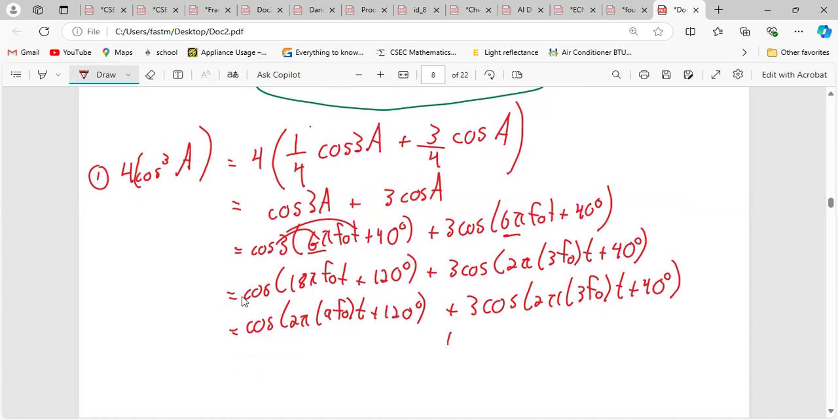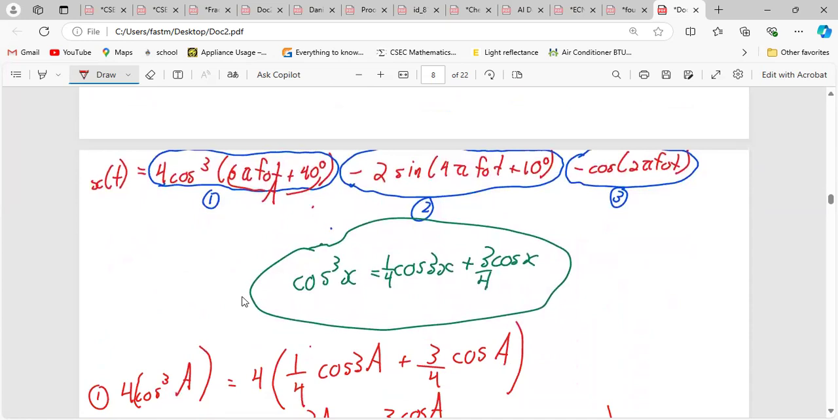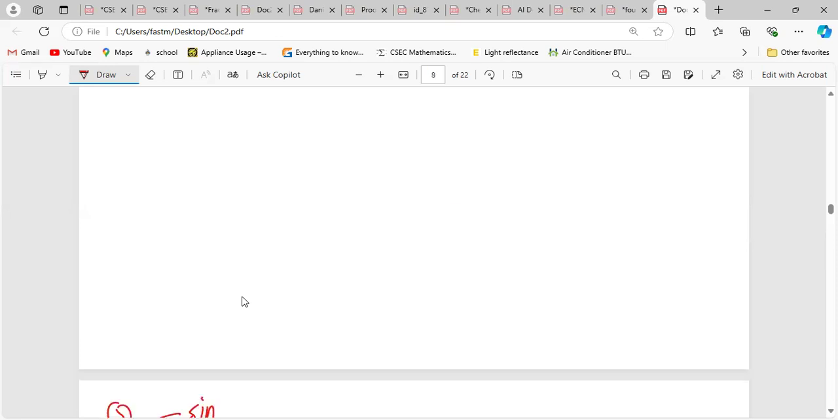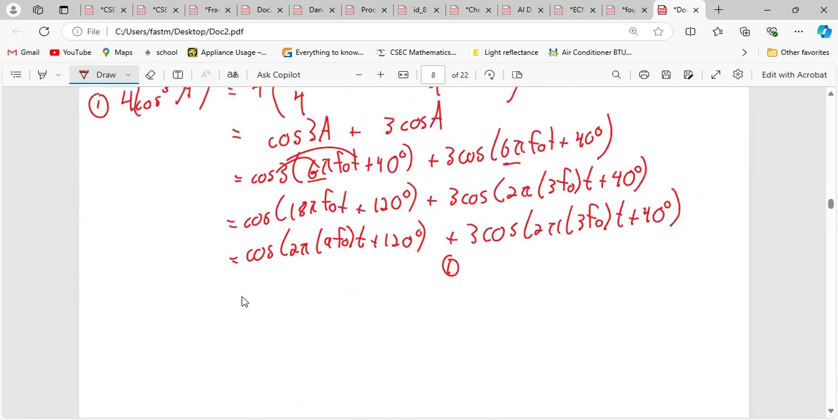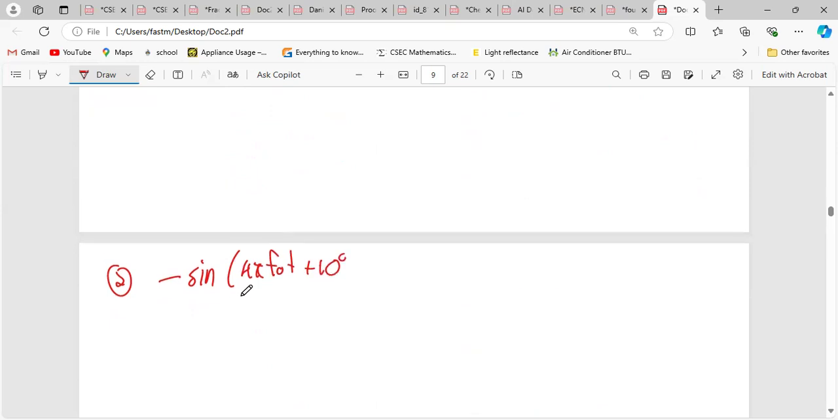Chalala we went through there. 1 is complete. So 2 now. So we have a bit of running around we had to do with this. So we have a sine and we have a minus. So what I like to do is convert the sine to cos and then use the minus cos to get positive. So I go through. So 2. So we have minus sine of 4 pi f naught t plus 10 degrees.